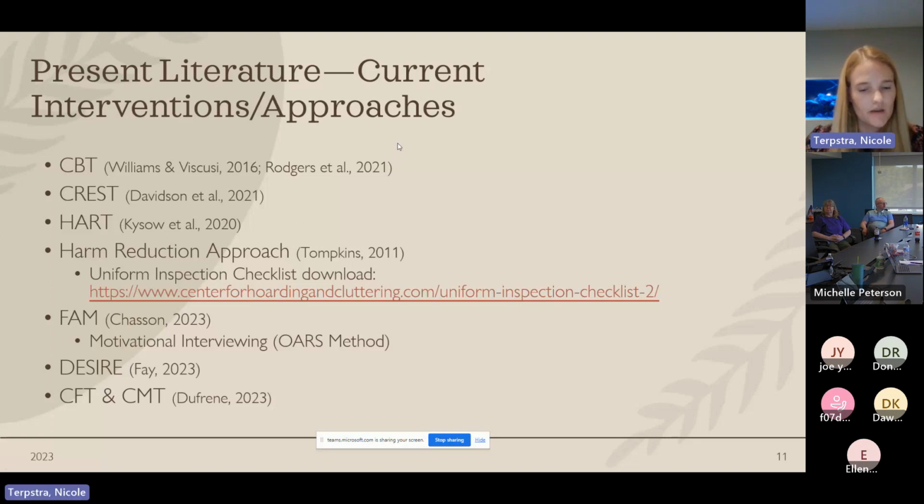Next, we have CFT and CMT, which stands for Compassion Focused Therapy and Compassionate Mind Training. This was proposed by Dufresne at the conference last spring. And as a general overview, these two approaches focus on reducing negative feelings such as shame and self-criticism, while also increasing positive factors like self-compassion.